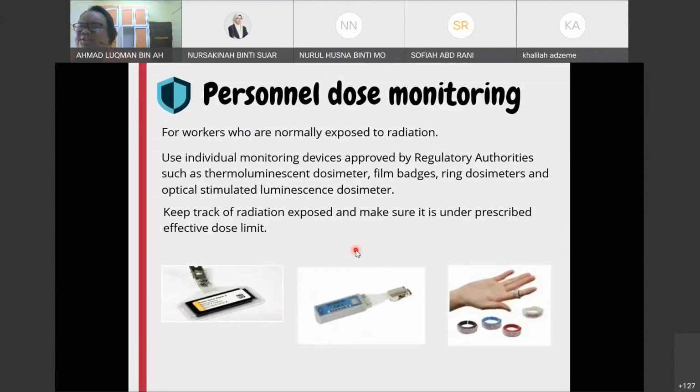And then we use personal dose monitoring. So for workers who are normally exposed to radiation, use individual monitoring devices approved by regulatory authorities such as thermoluminescent dosimeter, time gauges, ring dosimeter, and optically stimulated luminescent dosimeter. So it's like we keep tracking of the radiation, how much we've been exposed to radiation, and make sure it's under the prescribed effective dose limit.